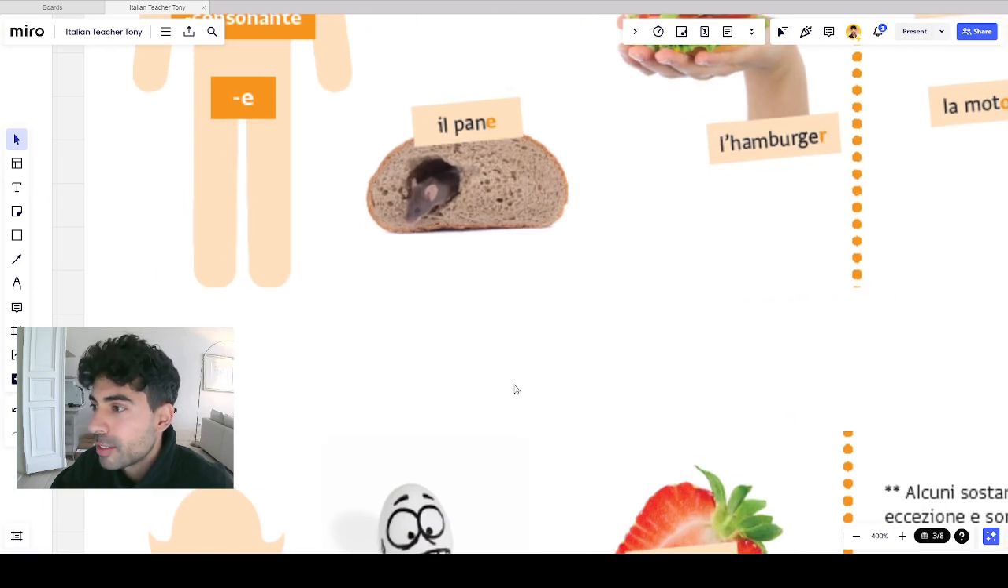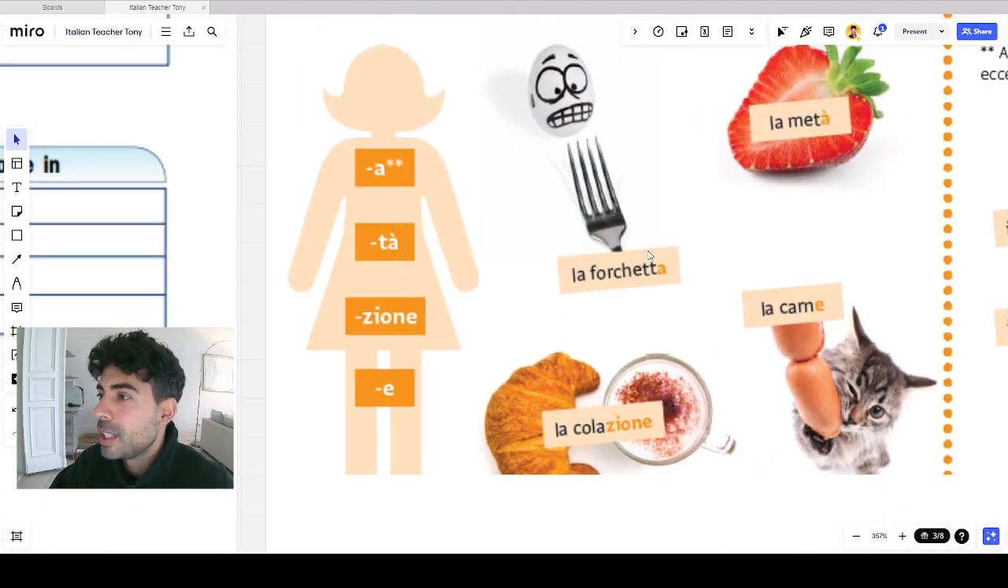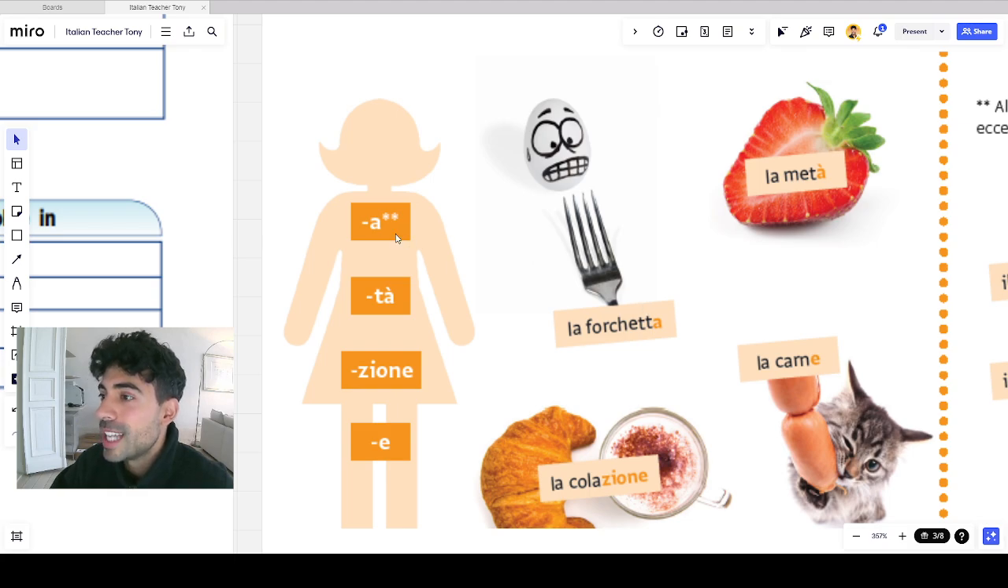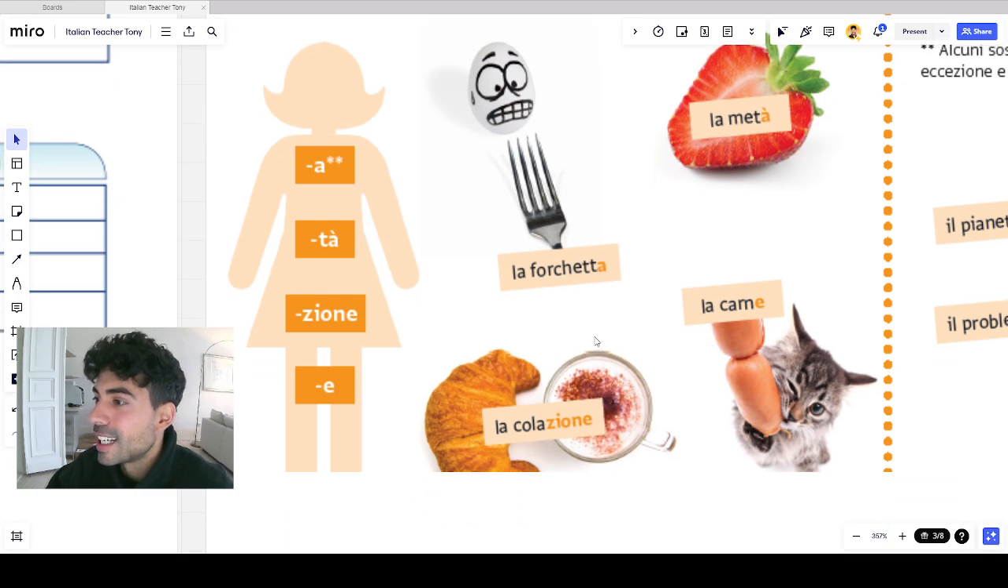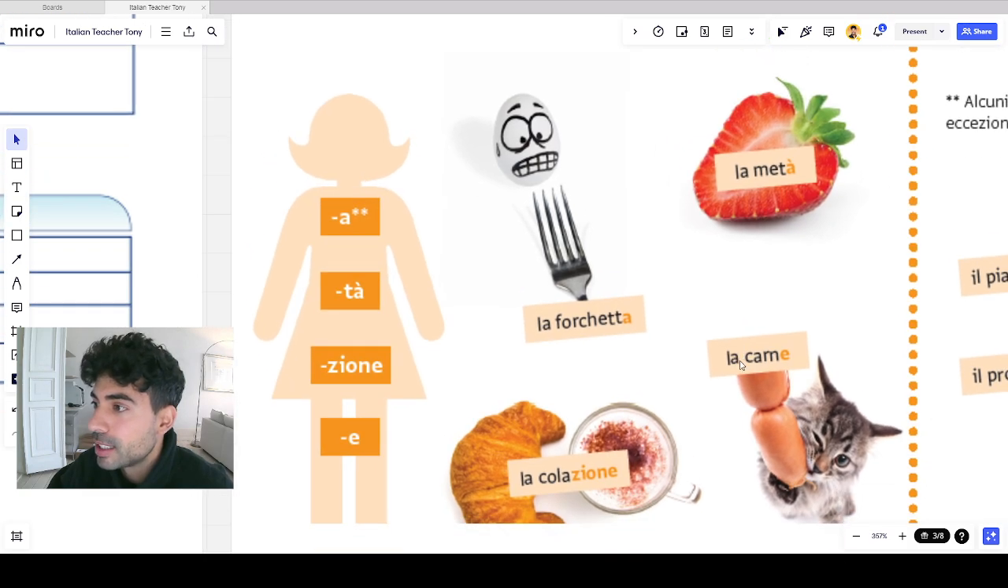How do you recognize the feminine? Well, most of the feminine words will be ending with a, tà, zione, or e. For example, la forchetta, the fork. La metà, the half. La colazione, the breakfast. La carne, the meat. All of these are feminine singular.